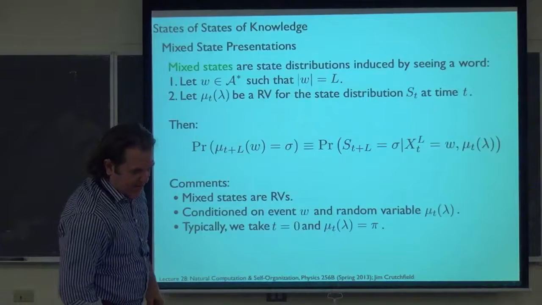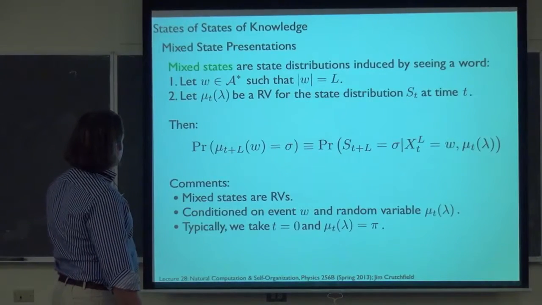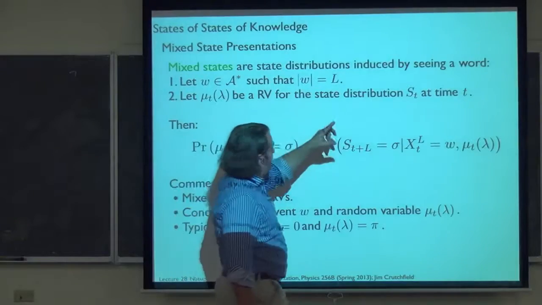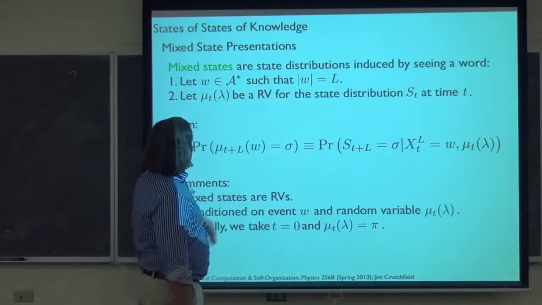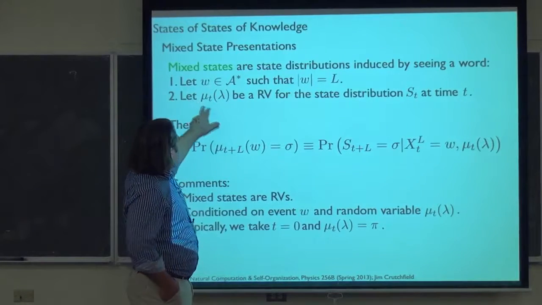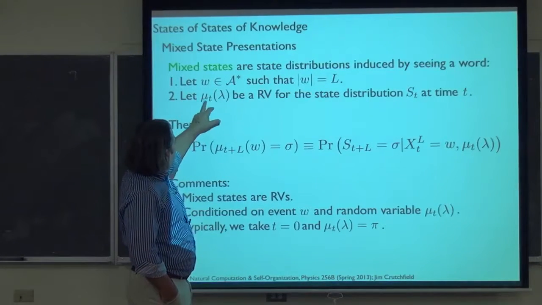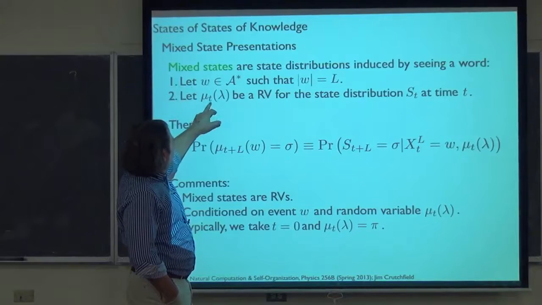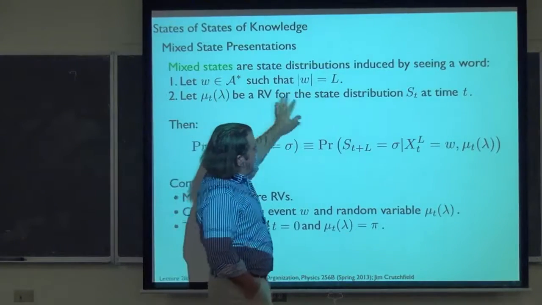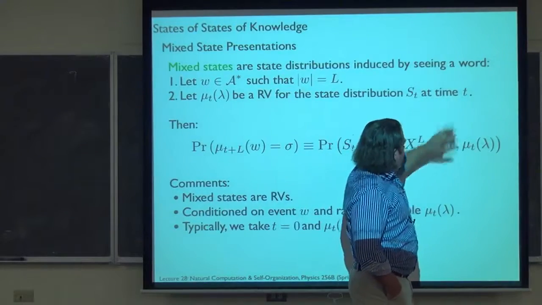Okay, so again, just going over a couple of the slides from Tuesday. The mixed states are the state distributions that are induced by seeing a word. We have some word of length L, and the notation for the mixed state is mu, some measure over states at time t, having seen nothing. That's how we start off. It's a state distribution at time t.